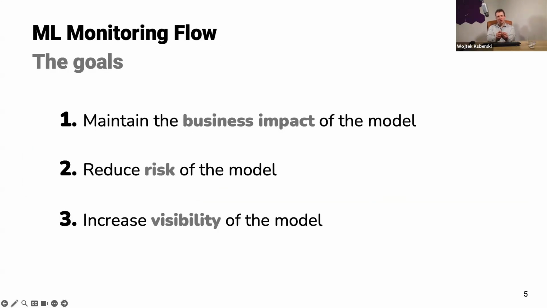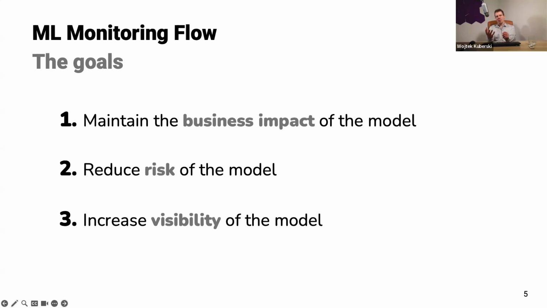So why do we need machine learning monitoring? The goals are threefold. First, we want to maintain the business impact of the model. The model, when it is deployed to production, is supposed to fulfill some kind of business goal. And this business goal is only fulfilled if a machine learning model actually makes predictions with the quality that is expected of it. So if performance degrades, then business impact will also degrade, and it might actually start doing more harm than good.